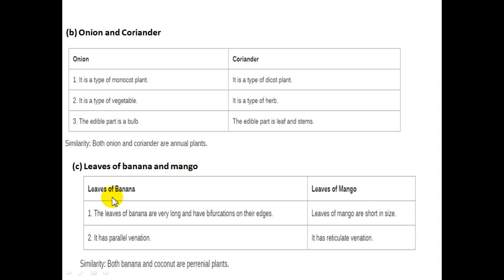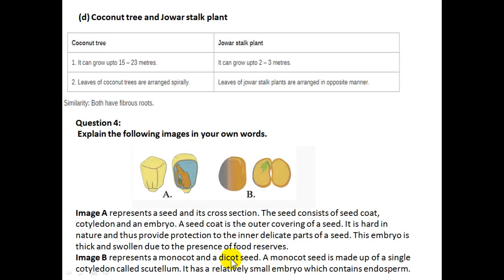Leaves of banana and mango. Leaves of banana, we all know that it has a parallel venation. The leaves of banana are very long and split on their edges. Leaves of the mango are short in size. Banana has parallel venation and mango has reticulate venation. What is the similarity? Both banana and mango are perennial plants.